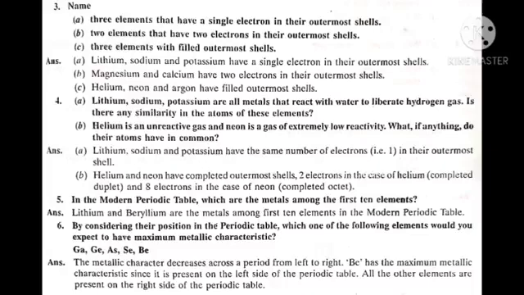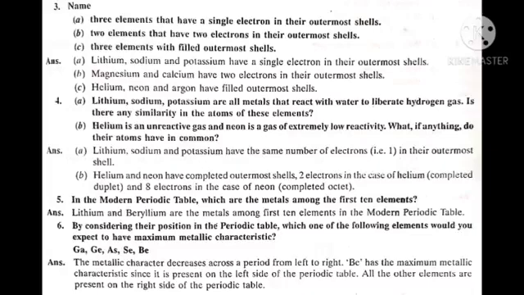Answer: A. Lithium, sodium, potassium have the same number of electrons, that is 1 in their outermost shell. B. Helium and neon have completed outermost shells: 2 electrons in the case of helium and 8 electrons in the case of neon. Question number 5. In the modern periodic table, which are the metals among the first 10 elements? Lithium and beryllium are the metals among the first 10 elements in the modern periodic table.